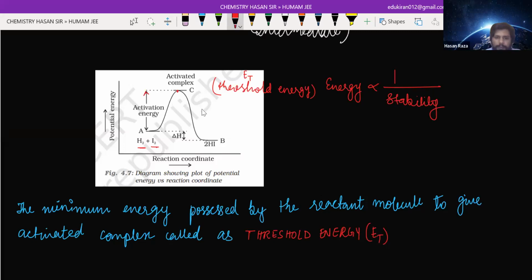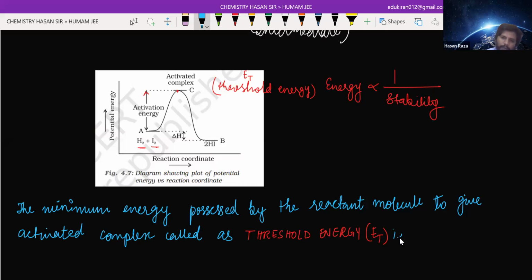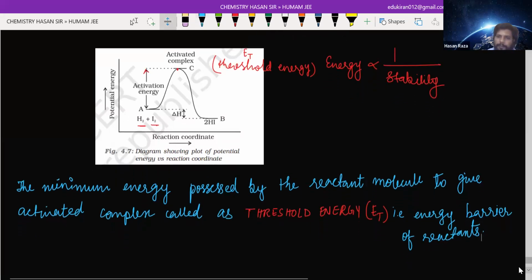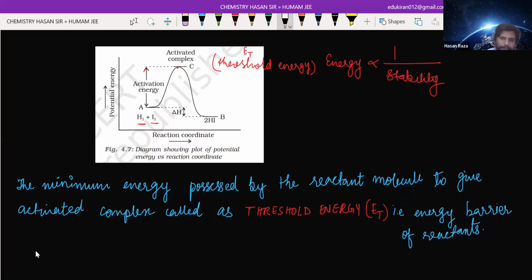Which is the definition of threshold energy, or we also call it the energy barrier of the reactant. You have to pass this barrier, otherwise the product will not form. The next definition is for activation energy.